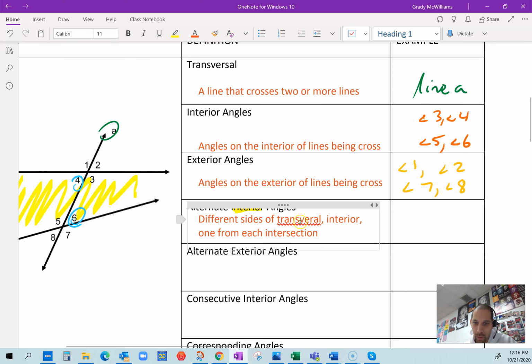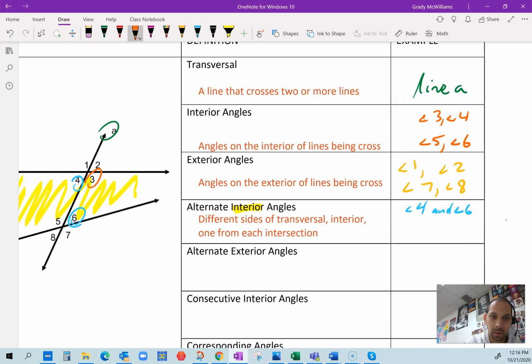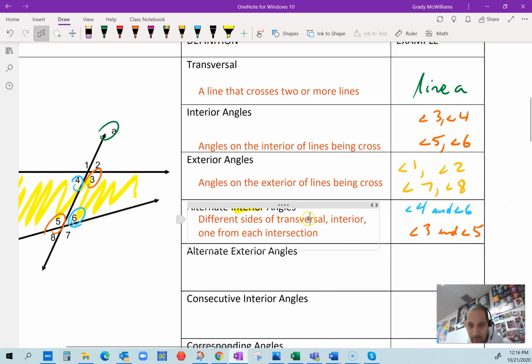So you've got a transversal. I misspelled something. You've got 4 and 6 together, so it has to be a pair of them. 4 and 6, that's one possibility. Another possibility would be something like 3 and 5. Angle 3 and 5.